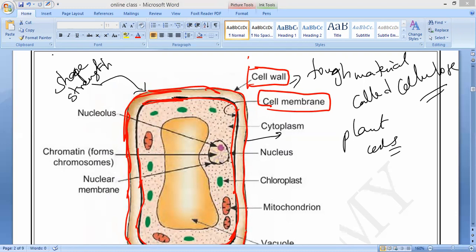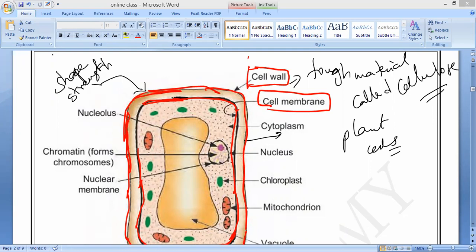Why is the cell wall present in plant cells only? That is my question, and I already taught you that. Plants stay in one place. Animals can move, but plants cannot move from one place to another. So they cannot move to protect themselves from the various changes in the atmosphere. The tough cell wall present in plant cells provides protection to the plants.